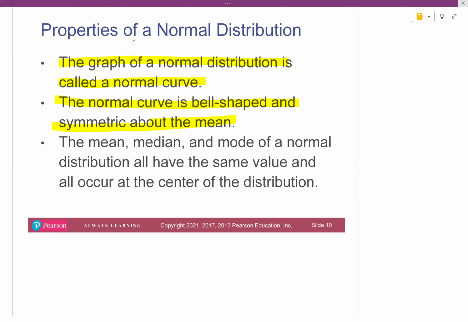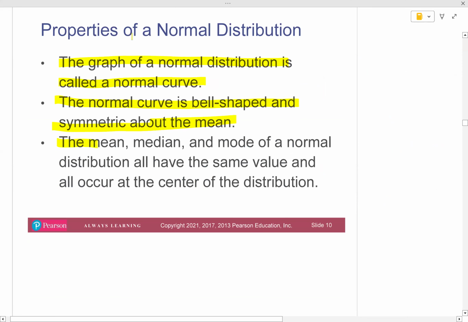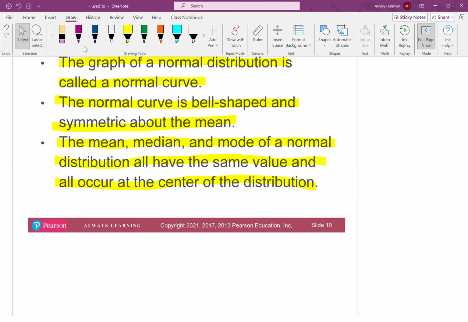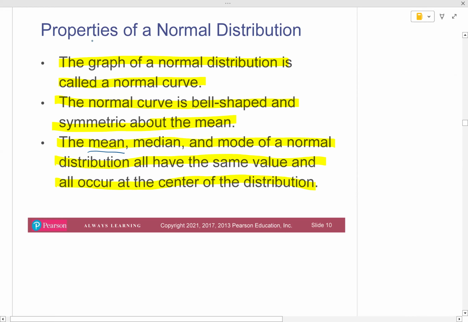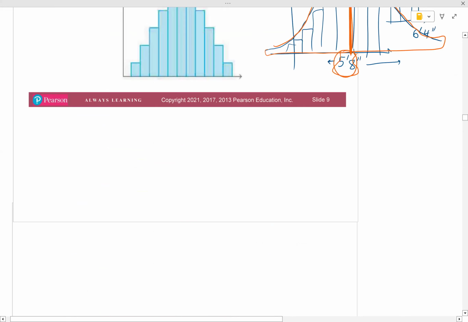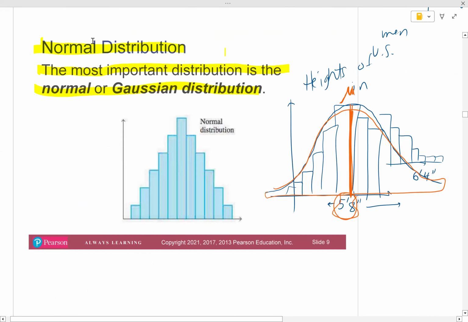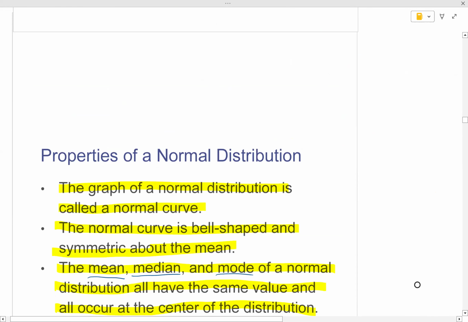One more property of the normal distribution, and then we'll move on. The mean, median, and mode of a normal distribution all have the same value and all occur at the center of the distribution. Which kind of makes sense. Mean, like we said, if there are just as many data values on the left as on the right, then the mean would be right in the middle. The median as well, same kind of thing. The mode represents the highest peak, which should be in the middle, like we mentioned with the skew to the right, skew to the left.